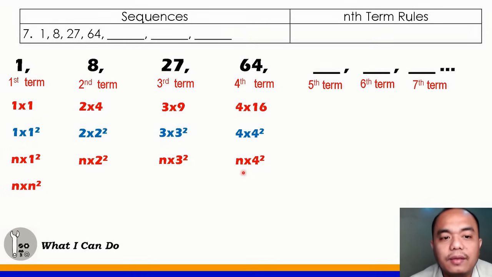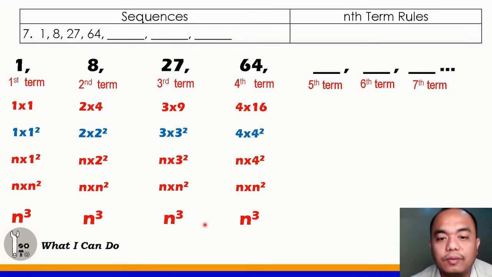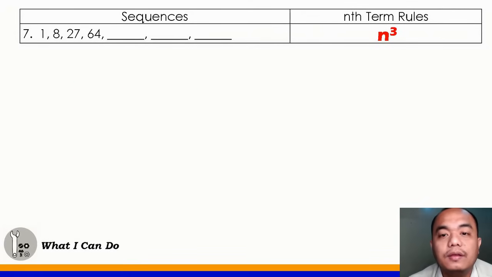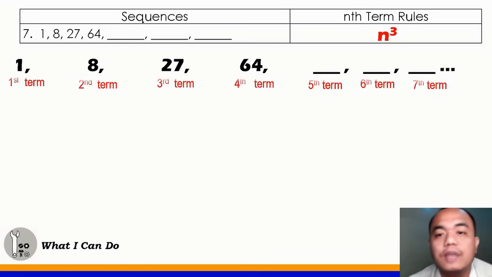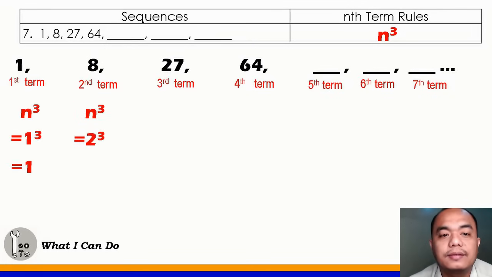So we can say n times n squared, right? Okay, so to simplify it, we have n cubed. N cubed, n cubed. Because n times n squared is equal to n cubed. That our n term here is n cubed. Okay, to get the 5th term and 6th and 7th term, we just simply use our n term. Okay? Yan. So, you notice?